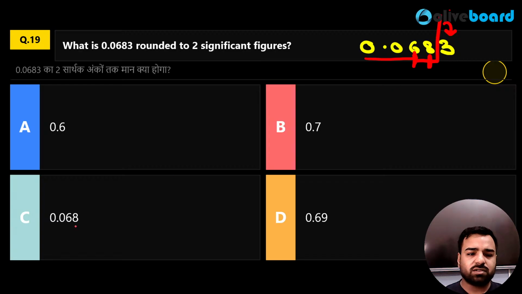So it's 0.068 as the answer. If it is greater than 5, or it is 5 also, just add one to it. So please try to understand the question. You have to round it off to two significant figures. You'll ignore this. This is the first significant figure, the second one, and you just check: is it 5 or greater than 5? No, it's lesser than 5, so it will stay as it is. So it's 0.068.